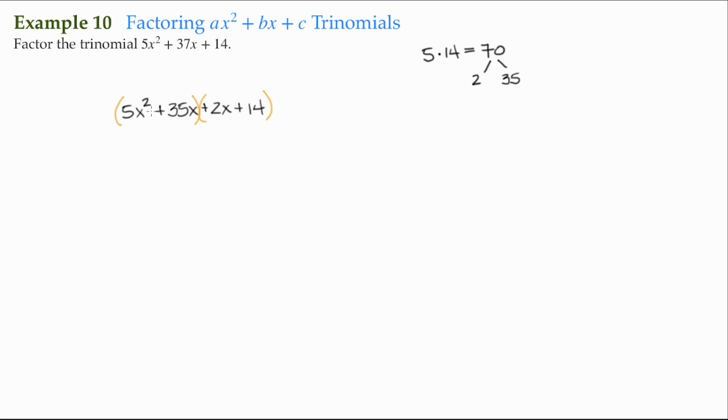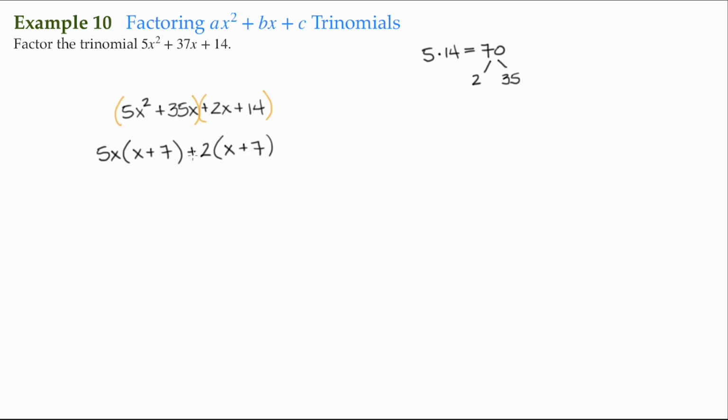Now, like we've done before, we'll factor the individual groups. 5x squared plus 35x, we could factor out a 5x. x plus 7, right? 5x times x, that's 5x squared. And 5x times 7, that's 35x. We could factor out a positive 2. x plus 7, and look at that, a common factor again of x plus 7. 2 times x is 2x, and 2 times 7 is 14.